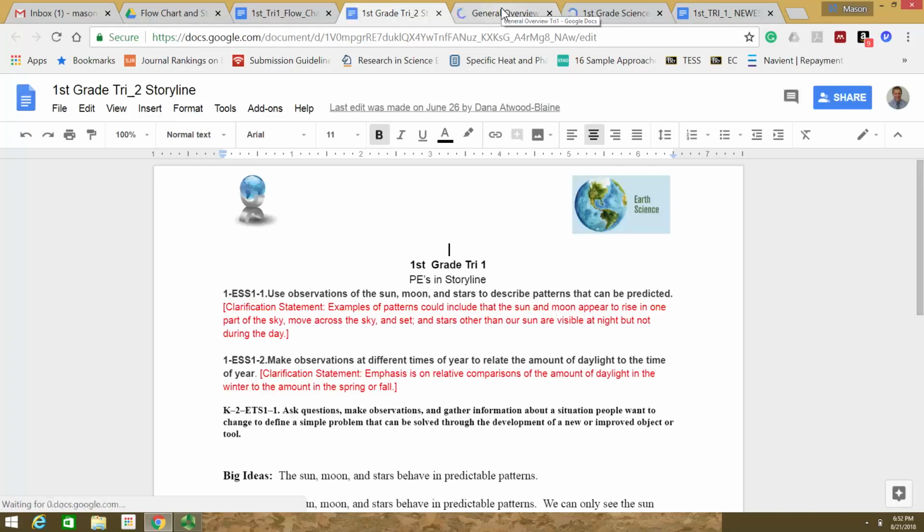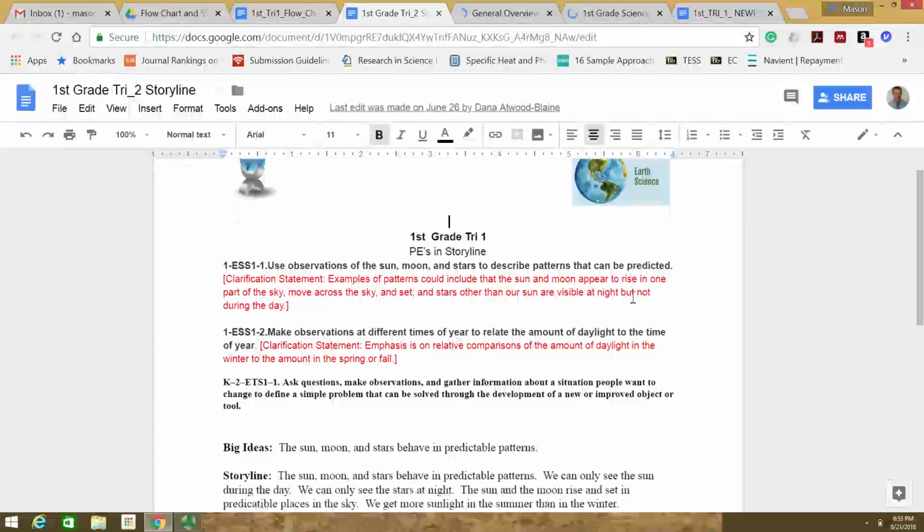We can only see the sun during the day. We can only see the stars at night. The sun and the moon rise and set in predictable places in the sky. We get more sunlight in the summer than in the winter. So basically what we did here is we took all the information in the standards and put it all together in a storyline that helps you think about how these different standards are related to each other.